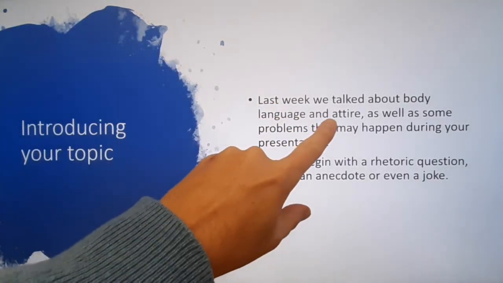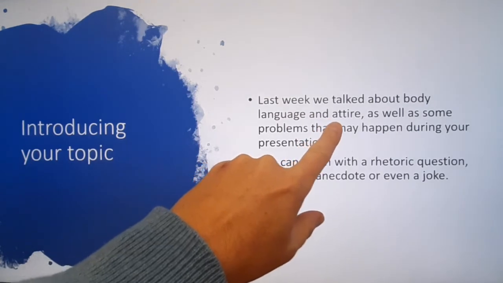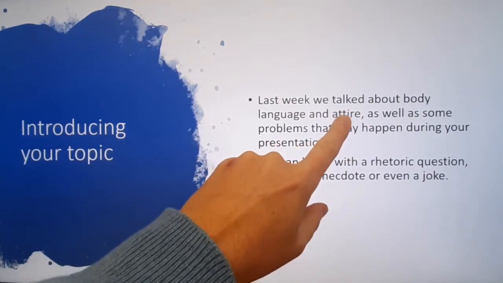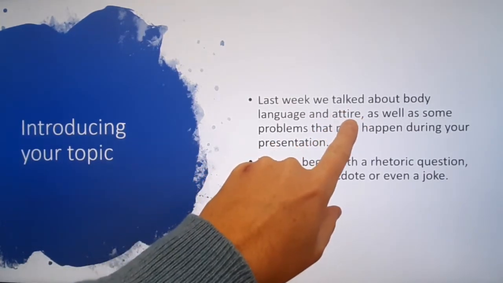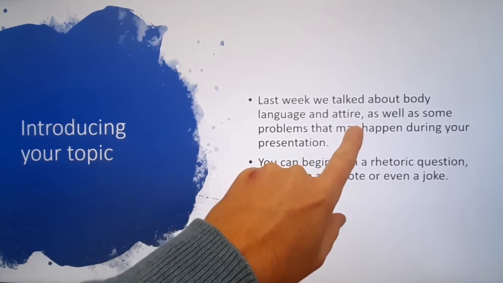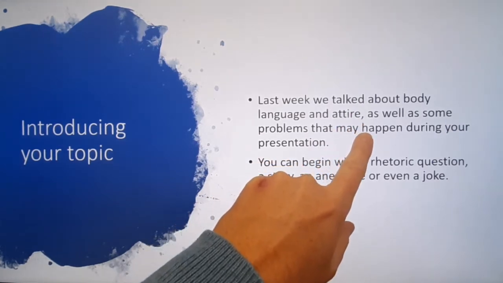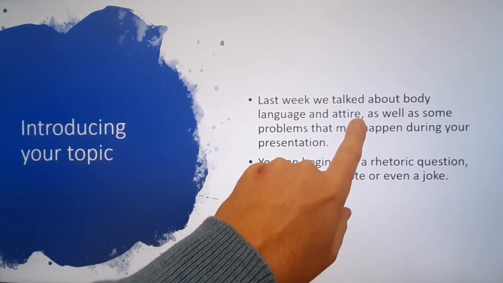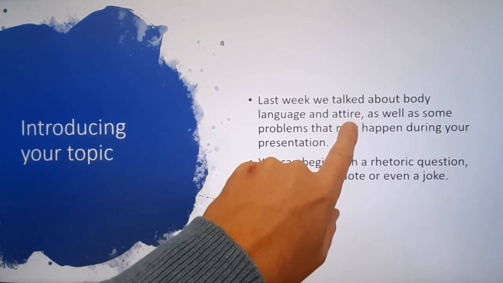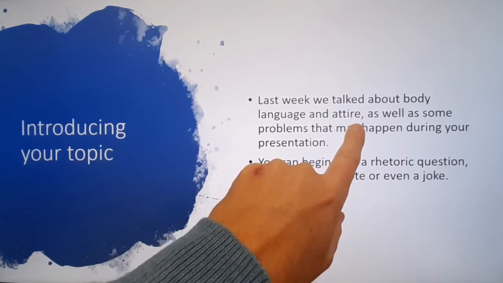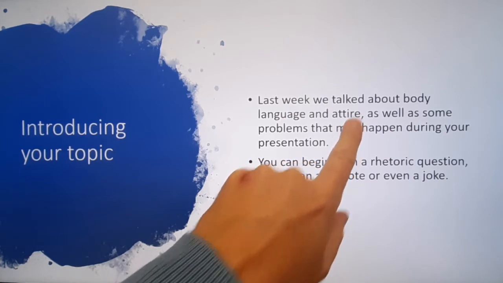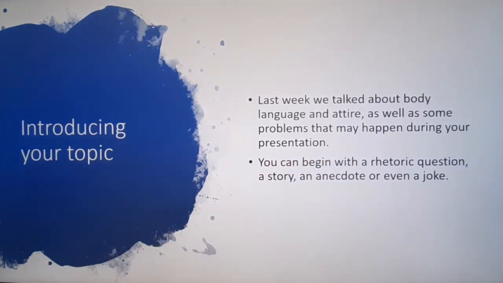I also showed you a short video about attire. This is clothing, what you need to wear. So remember, it's a good idea to wear a cardigan or light jacket sometimes, even if it's a formal presentation, a jacket that you can take off in case it gets too hot.